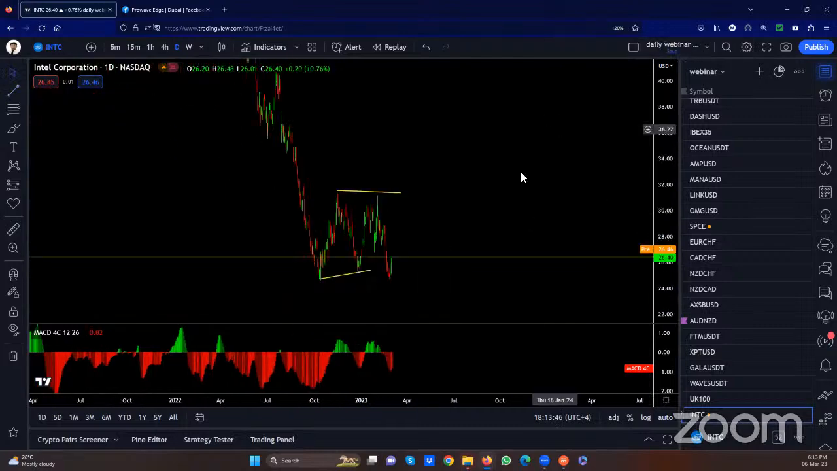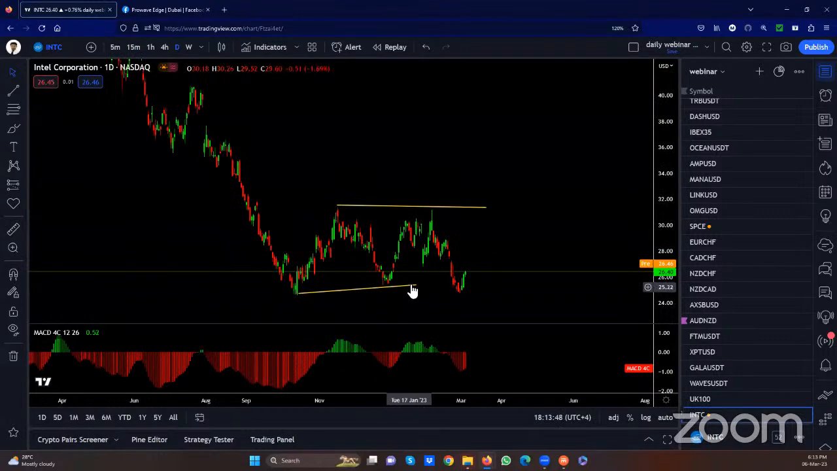Let's look at this, it's interesting. The daily structure is this, right? Now, the only question I have is whether we broke this low. Let me take a look.